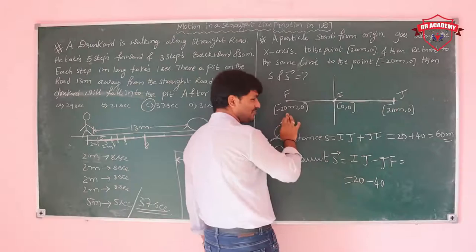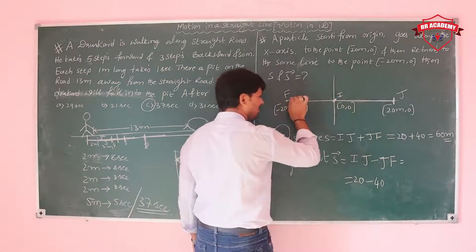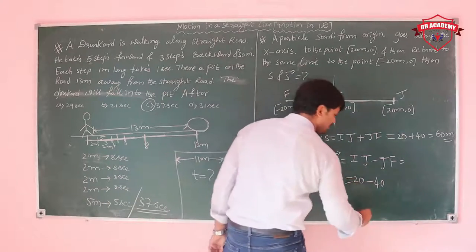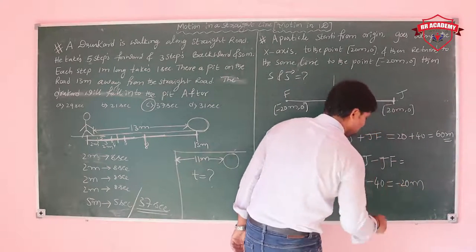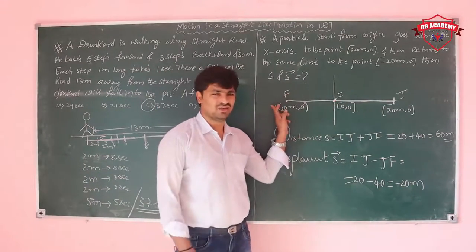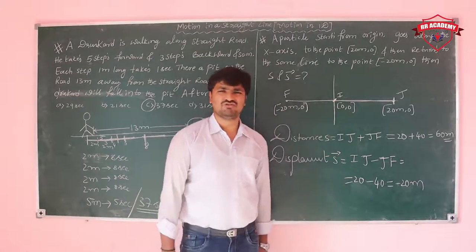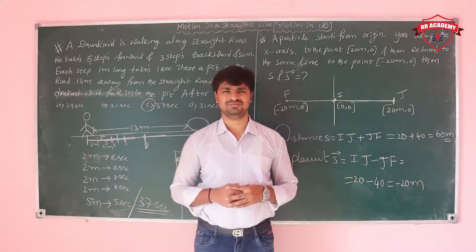You don't consider again minus 20. From here to here 20, and from here to here 20 backwards. So finally how much is the displacement? Minus 20 meters. Minus stands for negative x axis. From here to here how much is displacement? Minus 20 meters. This is distance and this is displacement.